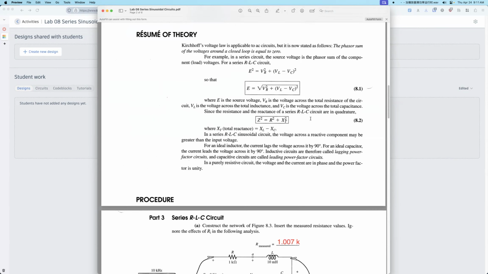For the amplitude, we know Z squared equals R squared plus XT squared. Then XT equals XL minus XC. For this one, we actually know this from the impedance, right?